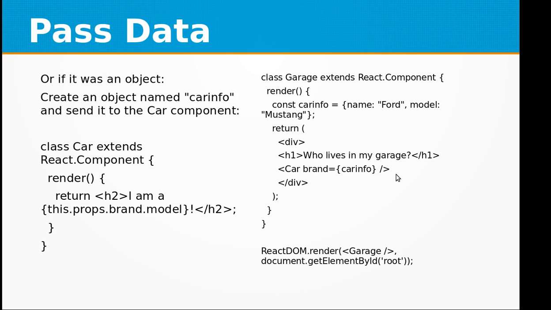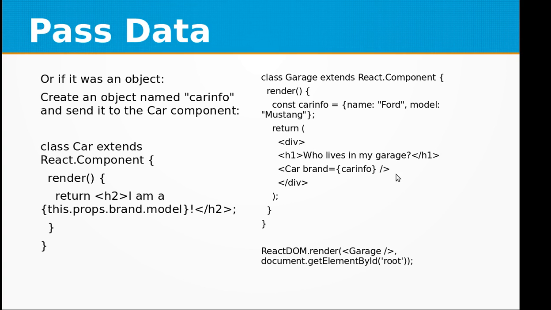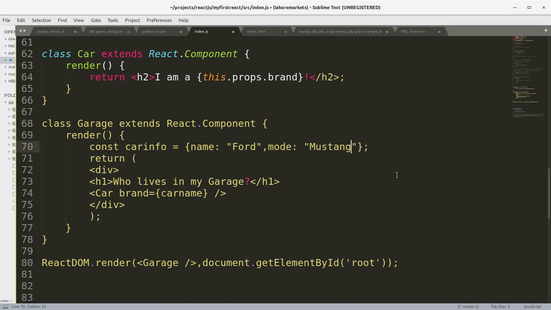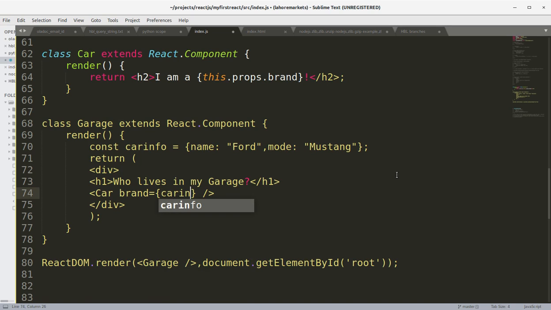If it was an object, create an object named car info and send it to the car component. So let's create an object here, car info, and within that object we can say name Ford, model colon Mustang. And here we just need to change brand to car info.